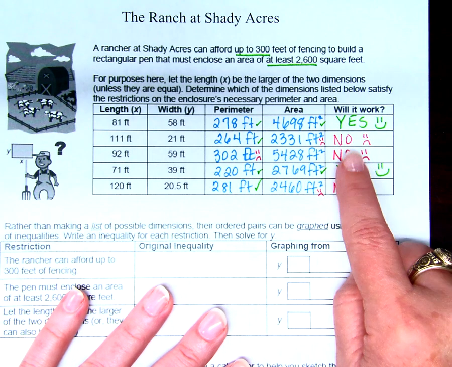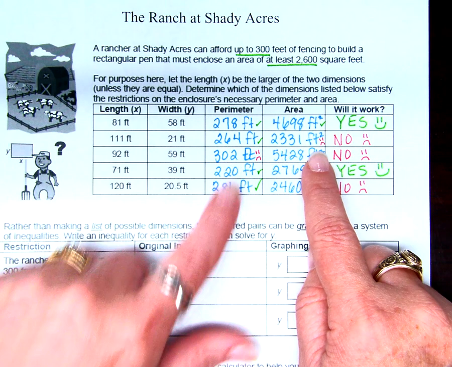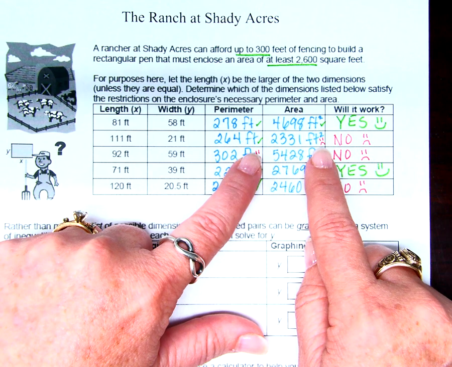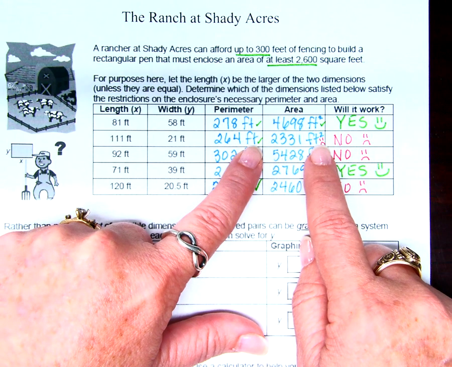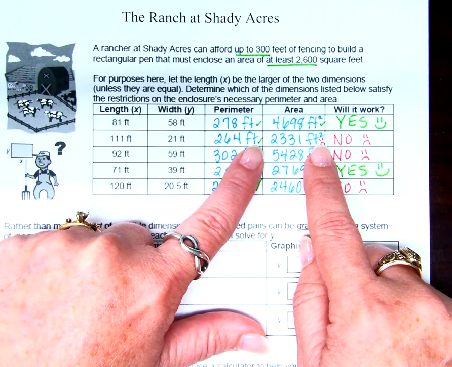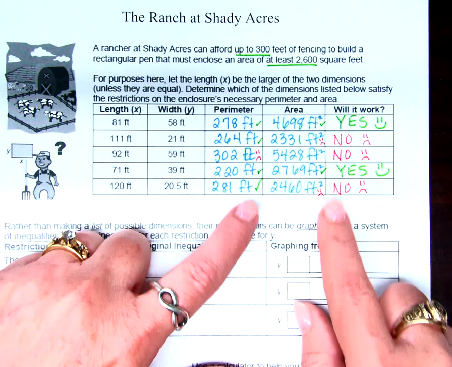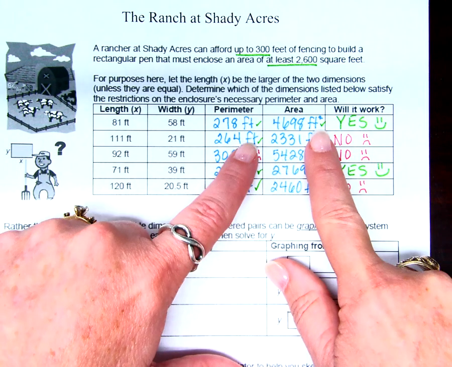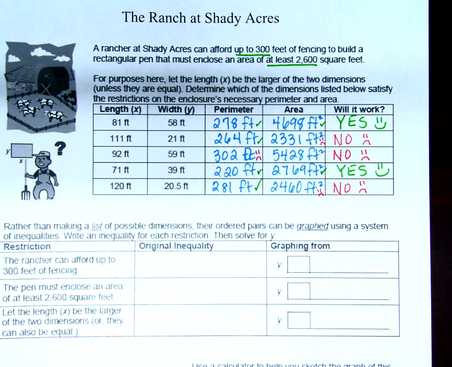And what made it a no? If it didn't fit the guidelines, right? This one worked, but this one didn't. It doesn't matter. They both have to work. So that one was a no, that one was a no, this one was a no. That left these two to be yeses, right?